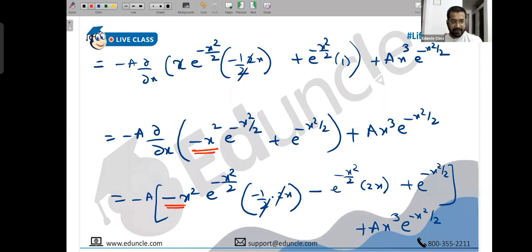So I have got minus x square. I take the derivative of the first term. The derivative of e raised to minus x square by 2 is e raised to minus x square by 2. I re-differentiate this: minus half, derivative of x square is 2x. First constant, derivative of second, minus sign again. Second constant, derivative of first term, that's 2x. So this term is done.